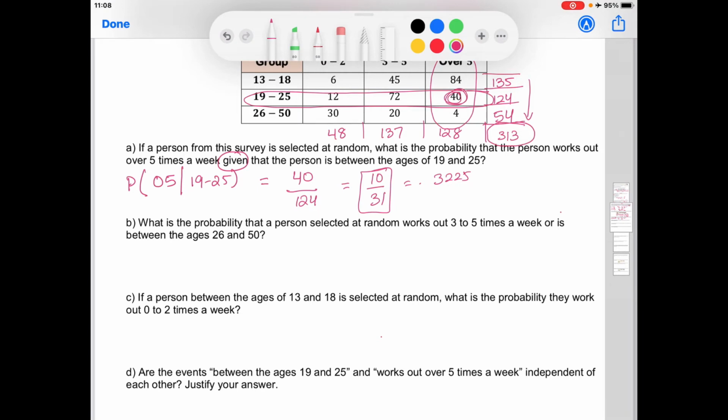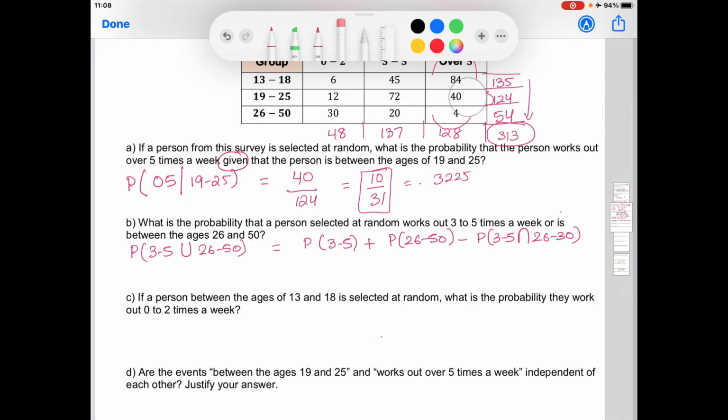What is the probability that a person selected at random works out 3 to 5 times a week or is between the ages of 26 and 50? So this is an or question. So the probability of 3 to 5 or age 26 to 50, right? An or has to do with addition. So it will be the probability of the first event plus the probability of the second event minus the probability of the intersection of the two events, right? So I'm going to actually erase this.